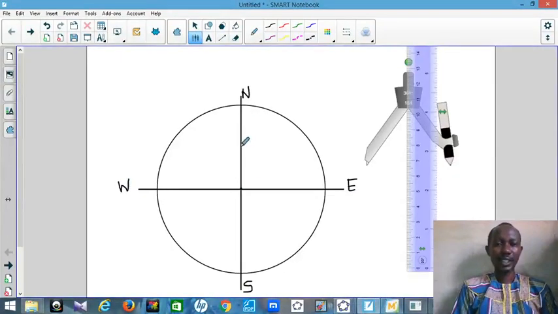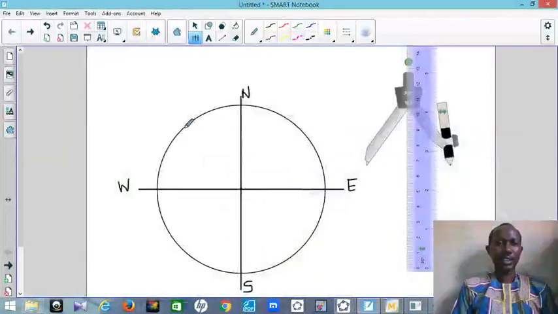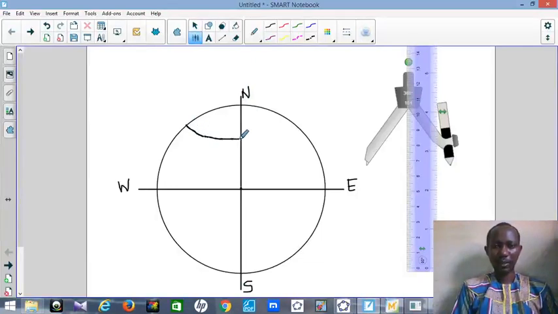At least when you have done this, the next thing is the question says point A, 40° north, 60° east. Since north is up, this west-east line will serve like our equator, while this north-south line will serve as our prime meridian. Come to the top, make your arc, just make it neat, a good curve. Always label. This is 40 degrees north.